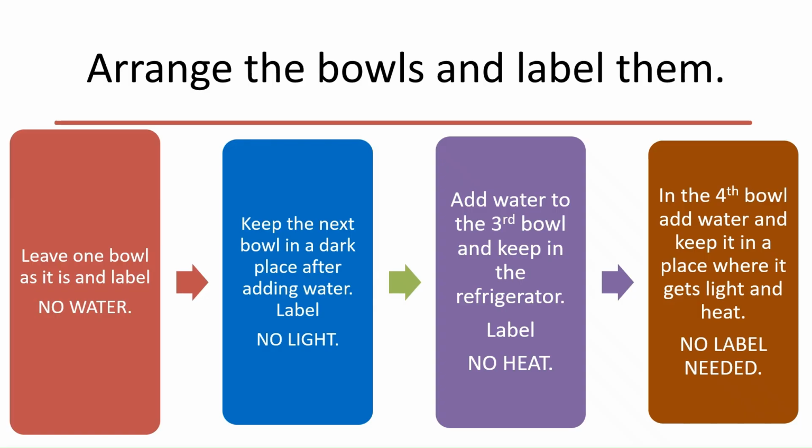Erase the bowls and label them. Leave 1 bowl as it is and label no water. Keep the next bowl in a dark place after adding water. Label no light. Add water to the third bowl and keep in the refrigerator. Label no heat. In the fourth bowl, add water and keep it in a place where it gets light and heat. No label is needed for this.